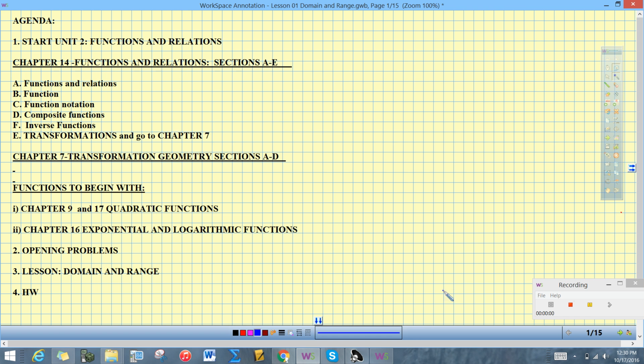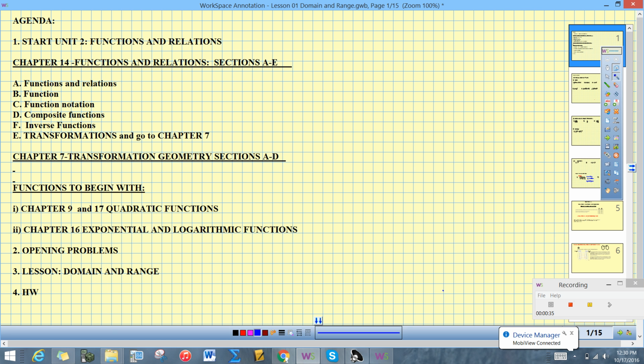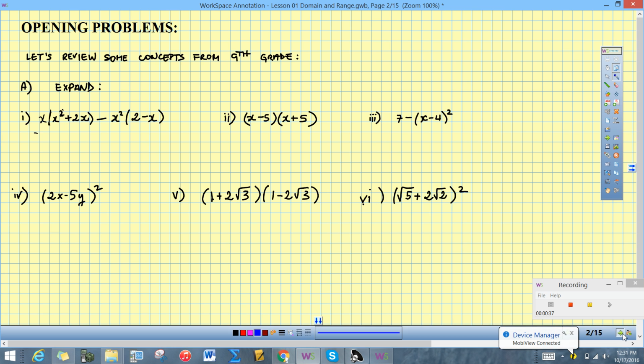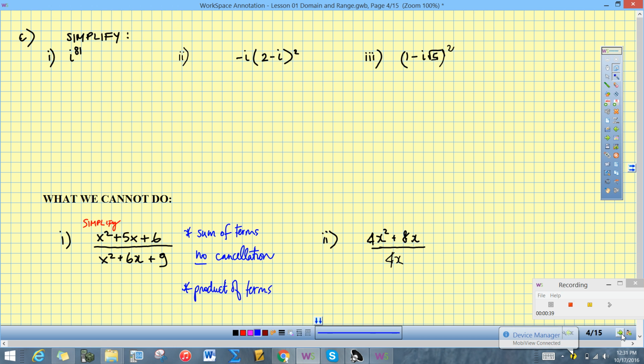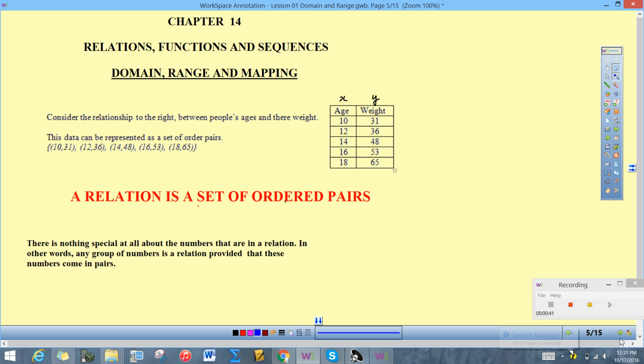Okay, so we're going to start right now by skipping through the opening problems, and we're going to start with domain, range, and mapping, and looking at relations, functions, and sequences. It's all going to be new terminology for you.